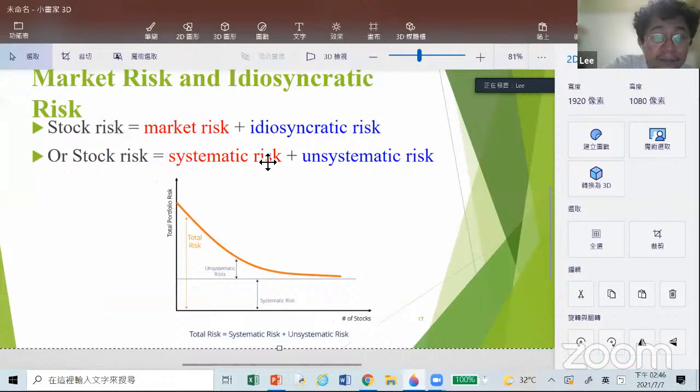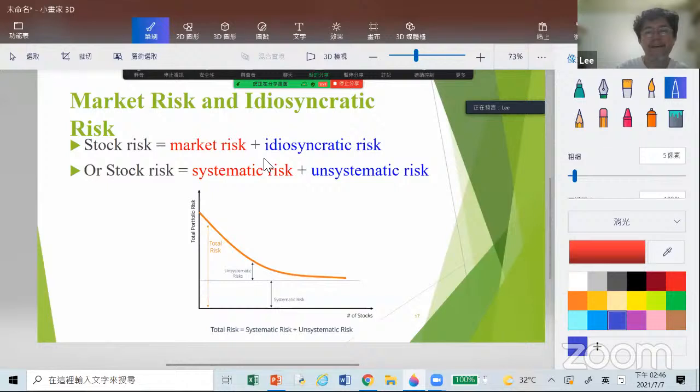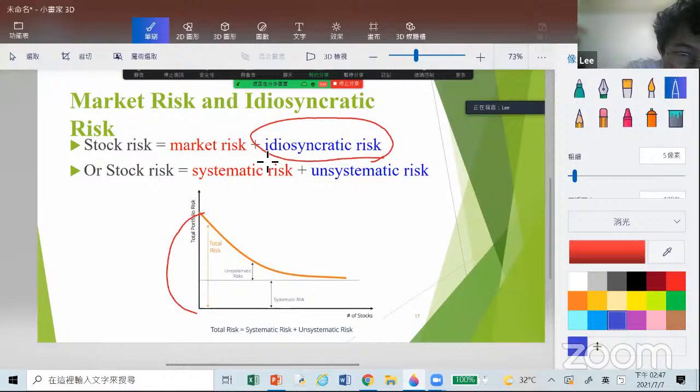When we're talking about diversifying, we are going to reduce idiosyncratic risk. It means when you increase the number of stocks, you can reduce the risk. This part is from idiosyncratic risk. So here you can see, this is the total risk, the stock risk, including two parts. The first part is idiosyncratic risk, from the individual.